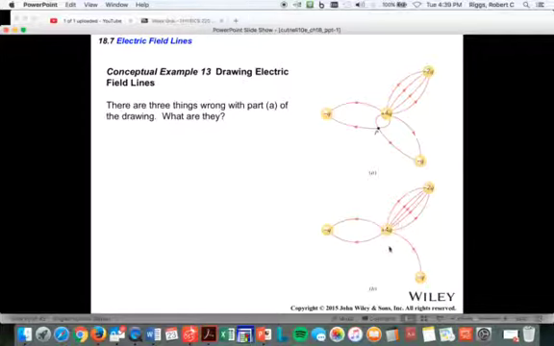This one is absolutely correct. All right, and if 4 are going this way, then 2 should be going here, and 2 should be going here. So that's a total of 8. The proportionality is right.